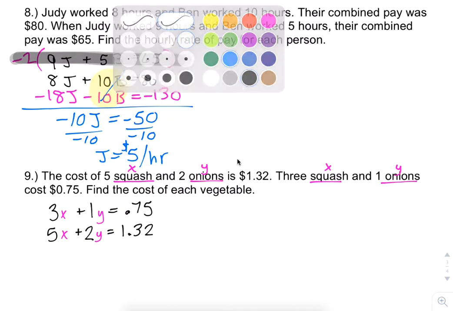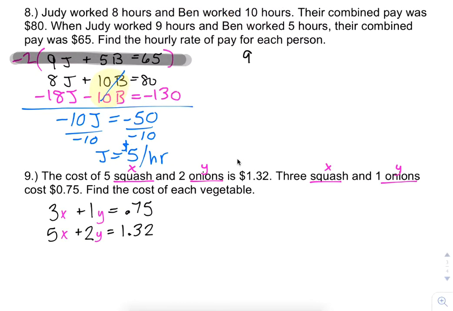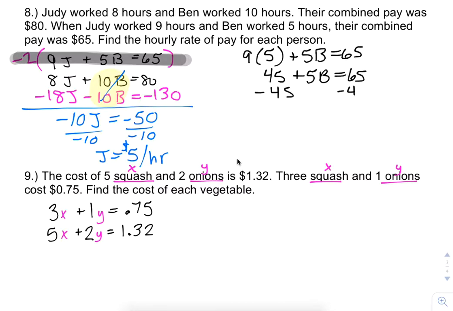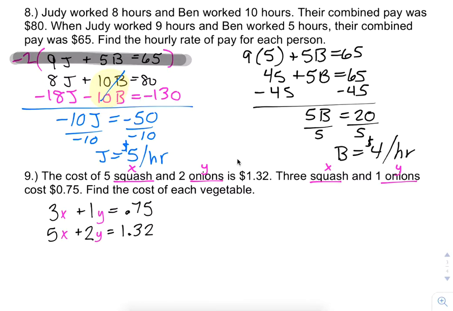I'm going to go back into black. All right, so I'm going to plug in 9 times 5 plus 5b equals 65. 9 times 5 is 45. Bring down the rest. Cancel off the 45 gives me 20. And then it's a simple division. We're dividing by 5. B is 4. Make sure you know that it's $4 per hour. Okay, don't just leave it B equals 4.